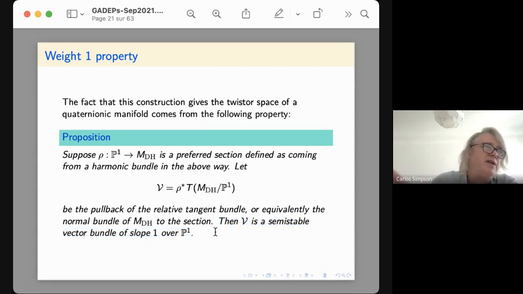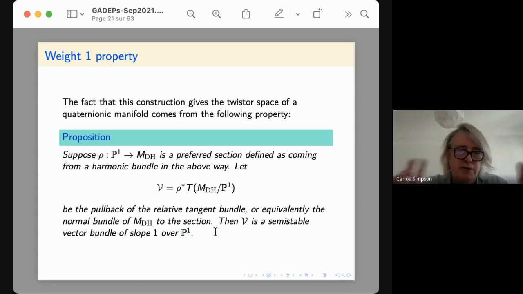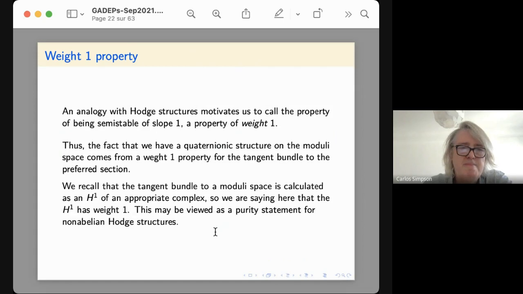I'm not saying it here, but you can make a correspondence where you take a Hodge structure and get a bundle over P1 by using the Hodge filtration and the Hodge bar filtration, taking the Rees modules of those two. In that case, there is really a correspondence between the slope of the bundle on P1 and the weight of the Hodge structure. So we'd like to call this a property of weight 1. And the fact that we have a quaternionic structure on the moduli space comes from this weight 1 property.